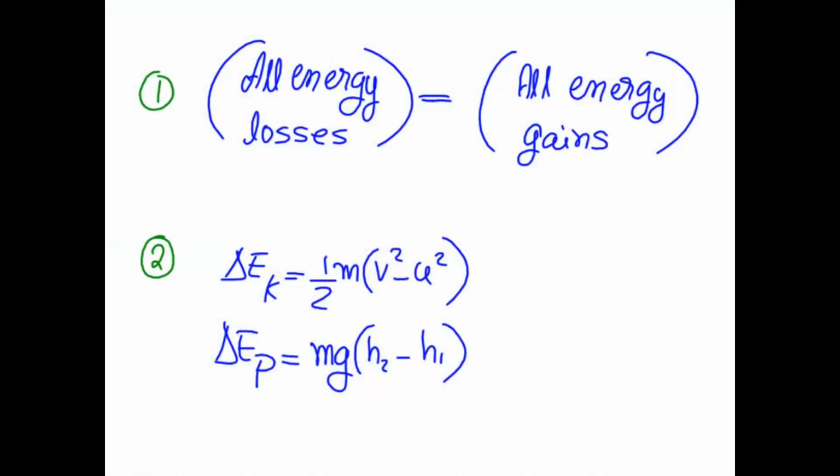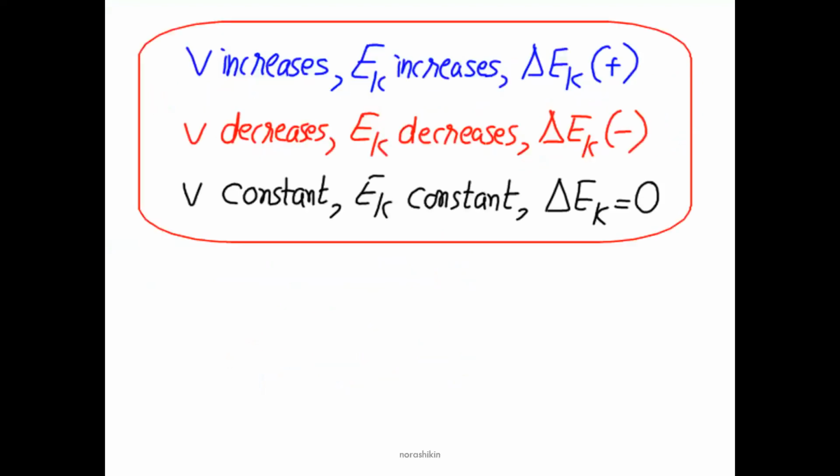All energy losses on one side and all energy gains on the other side. Change in kinetic and change in potential. These are the formulas. Now, see this approach. When velocity increases, kinetic energy increases. So delta EK will be plus.